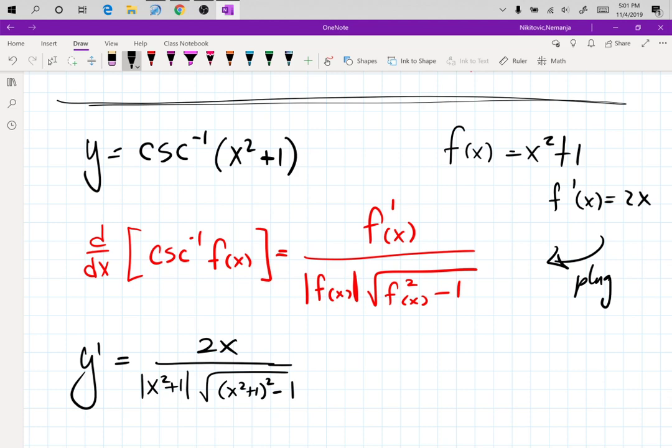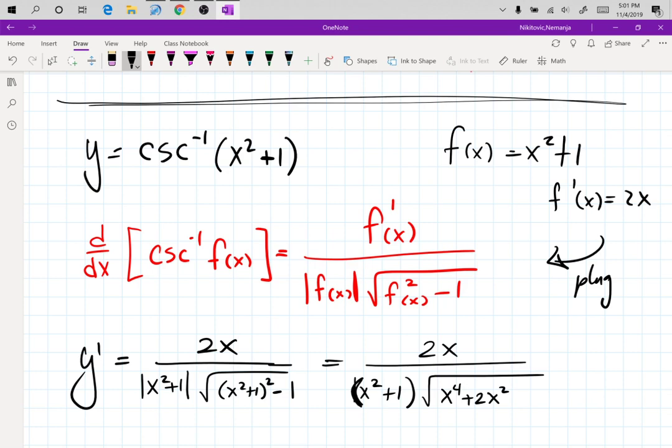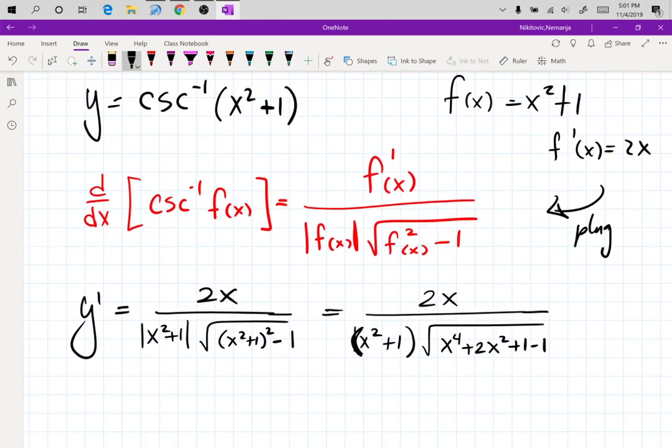So we could simplify this one. Let's see what we can do using algebra. We have our x, so now we can just use regular parentheses, x squared plus 1, because it's always positive. And now when I FOIL, I get x to the 4th plus 2x squared plus 1 minus 1. And you see that this plus 1 minus 1 cancel at the end. And that simplifies the problem.